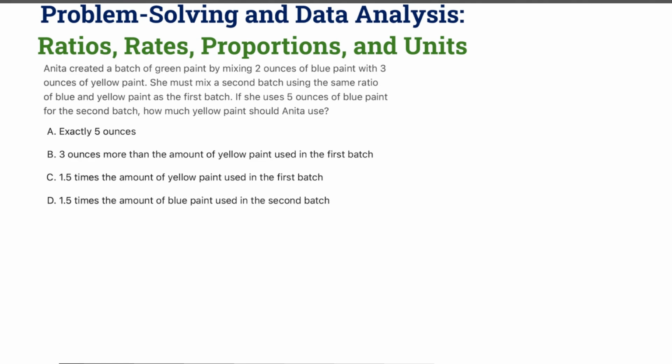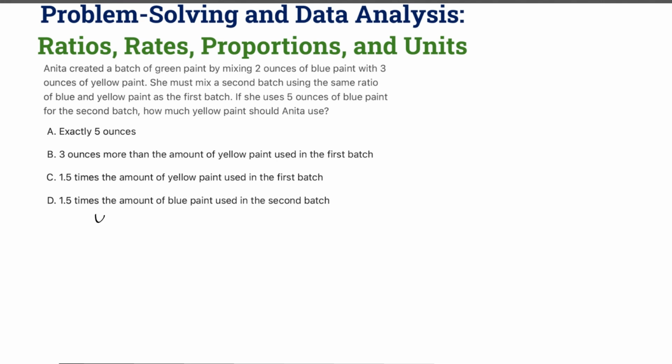The final problem deals with the ratios, rates, proportions, and units portion of the problem solving and data analysis. Here we're given a problem where Anita is creating a batch of green paint by mixing 2 ounces of blue paint with 3 ounces of yellow paint. She must mix a second batch using the same ratio of blue and yellow paint as the first batch. If she uses 6 ounces of blue paint for the second batch, how much yellow paint should Anita use?